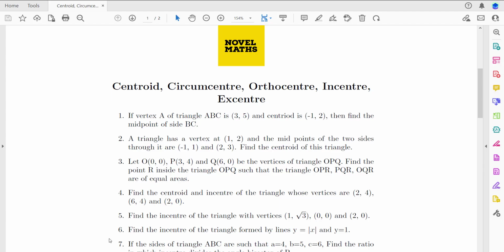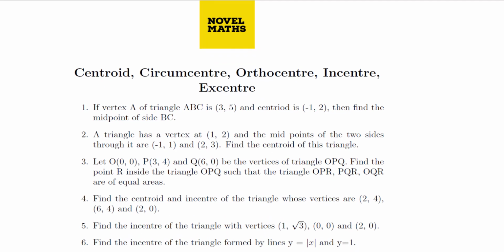Up to this point, I have discussed coordinate system, distance formula and section formula. In this video, we will look into different points of a triangle, special points, and the prerequisite for this lesson will be distance formula and section formula. So let's begin. What are the points that we will be discussing?